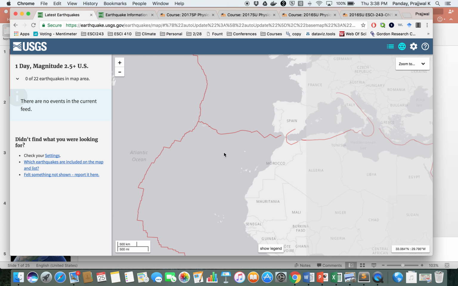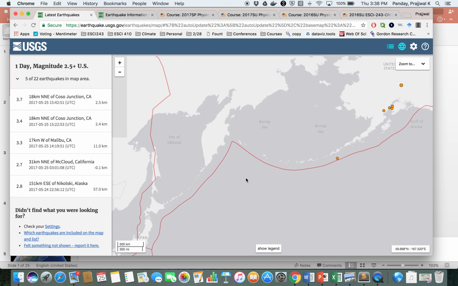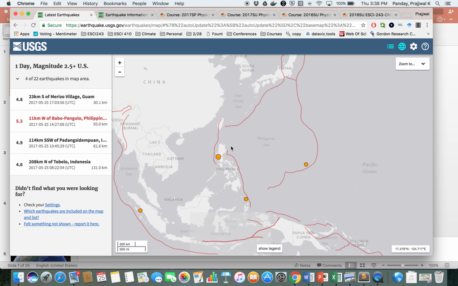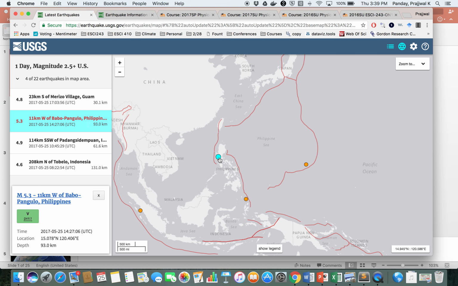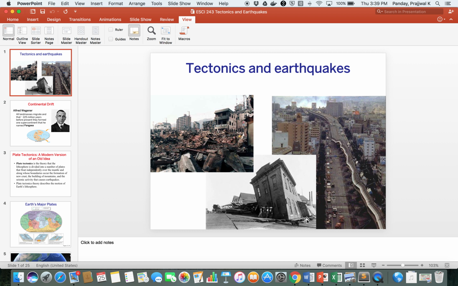Similarly, if we look at other parts of the region here in the Pacific, we see that the Philippines has already shown a magnitude 5.3, which is fairly large. And again, these are right along these plate boundaries here. So let's take a review of some of these things.